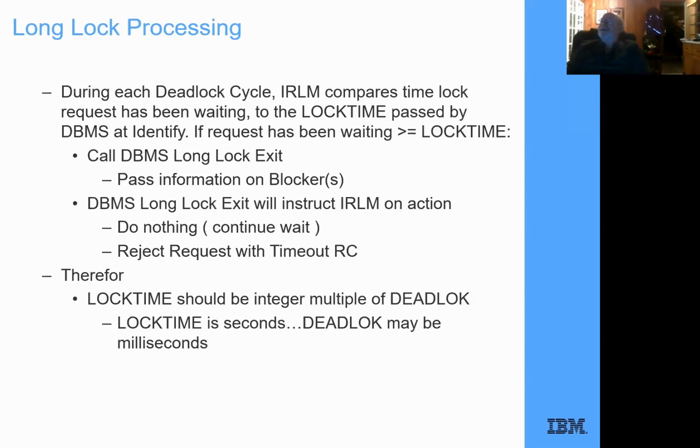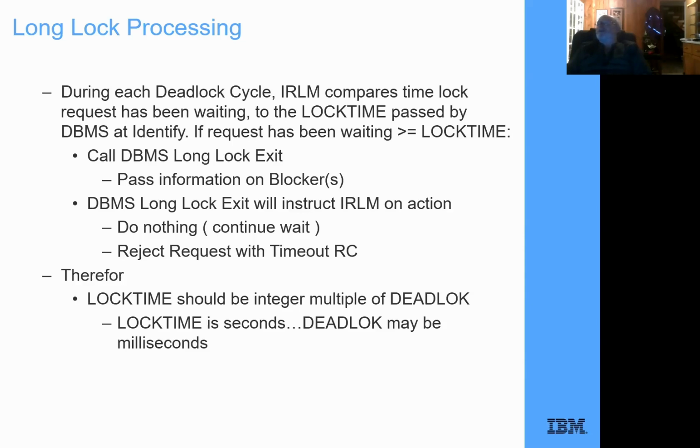So for long lock processing, long lock processing happens during the deadlock cycle. During each deadlock cycle, IRLM looks at every lock that's waiting and compares the time it's been waiting to the lock time passed by the database manager at Identify. If it's been waiting greater than the lock time, it calls the database manager long lock exit, and it passes information on the waiter and the blockers. And the long lock exit will instruct IRLM on what to do.